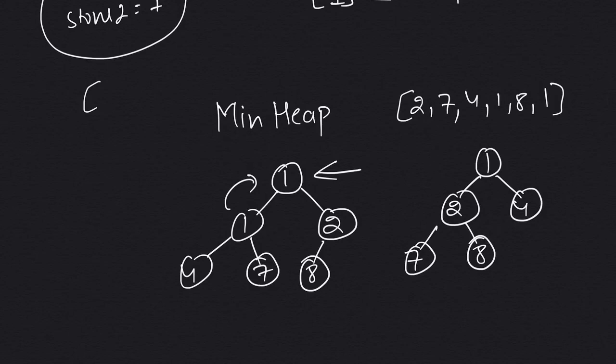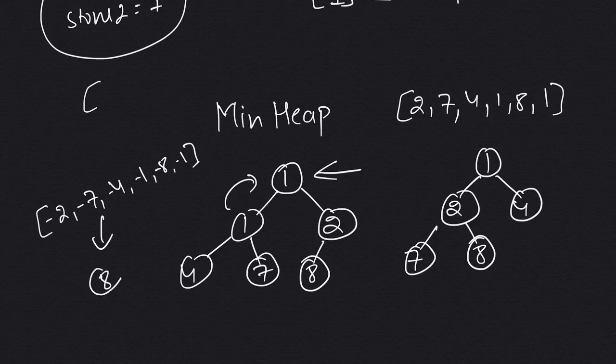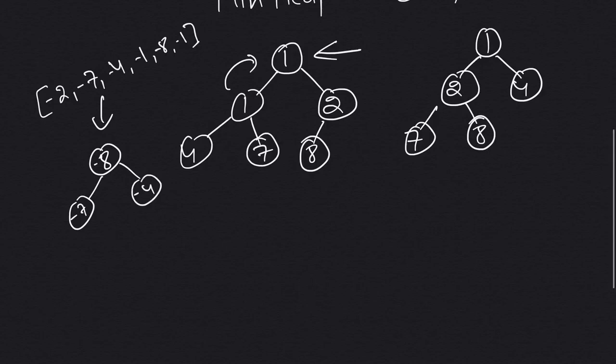What we can do is multiply every element in the array by -1. After multiplying every element by -1, our elements will be -2, -7, -4, -1, -8 and -1. Now I will form the min heap. The min heap will be -8, -7, -4, -2, -1 and -1.